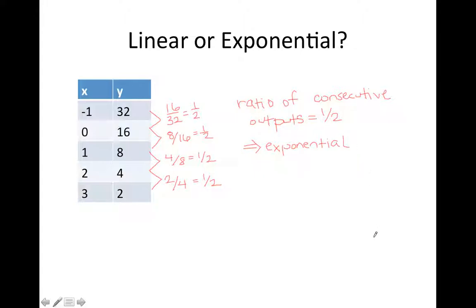Okay, another way to look at that would be that to get the next y value, you can multiply your previous answer by 1/2. So I can do 32 times 1/2 to get 16, 16 times 1/2 to get 8, 8 times 1/2 to get 4, and so forth and so on. You could also check the differences between these, but you'll see that they're not constant. So if you did 16 minus 32, 8 minus 16, 4 minus 8, all of those would have different rates of change. So you would know by doing that that it's not linear.